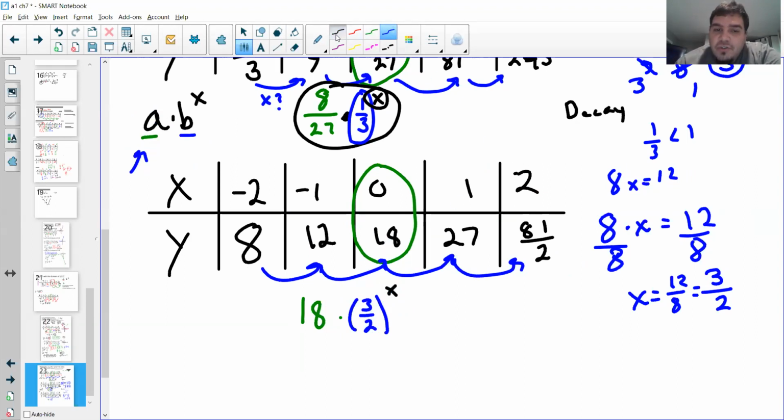You could choose whatever pair of numbers. I could do 8 and 12, I could do 12 and 18, I could do 18 to 27, I could do 27 to 81/2. You could choose any pair, which includes 18, but you're not forced to use the 18 there, just to make that clear.